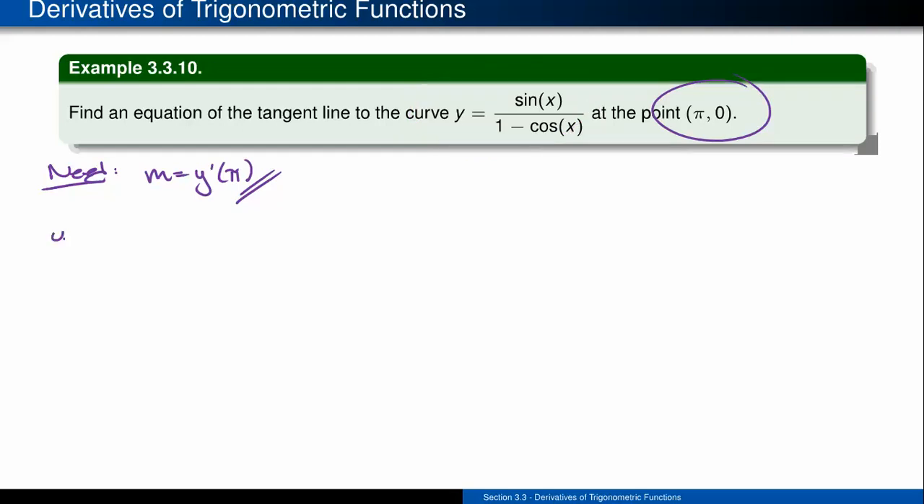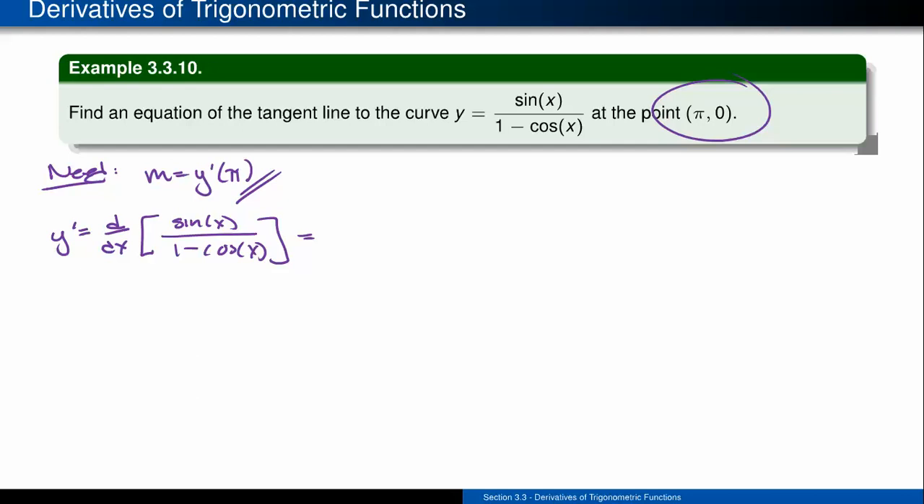In this case, I'm going to have y prime, which is the derivative with respect to x of my giant expression, sine of x divided by 1 minus cosine of x. You can see right away that this is a giant quotient, so the quotient rule should be screaming at you. I'm going to differentiate this using the quotient rule. I'm going to have to differentiate a sine as well as a cosine, but we know how to do both of those, so actually differentiating this is not so bad.